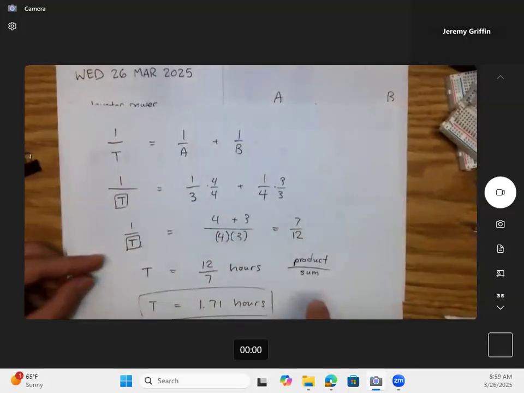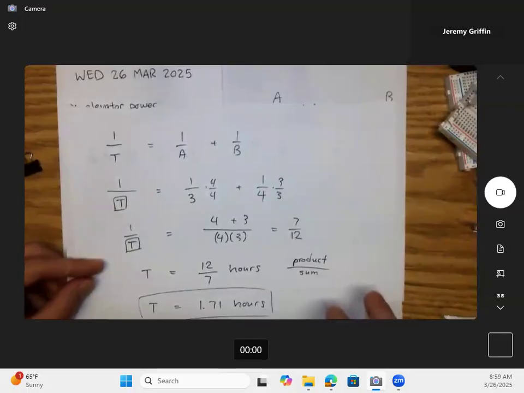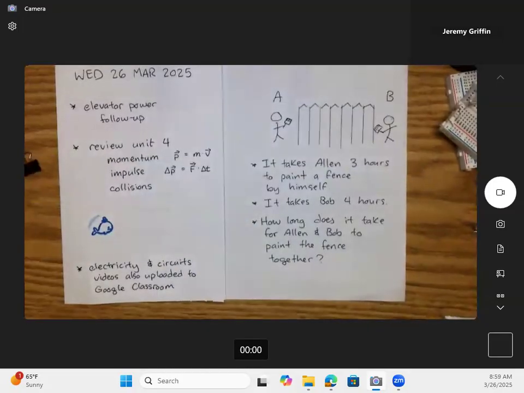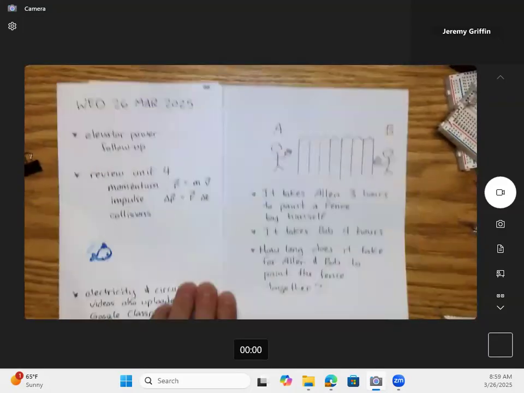But the product over sum only works for 2 friends at a time, right? All right. A little bit of what we're doing in math class, but I think that's a good one to know before you graduate anyway.